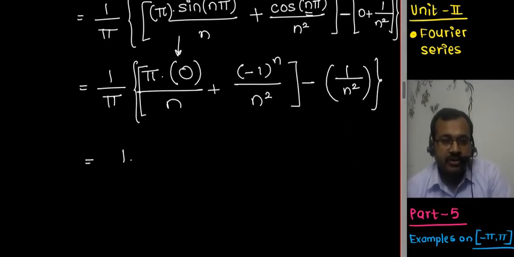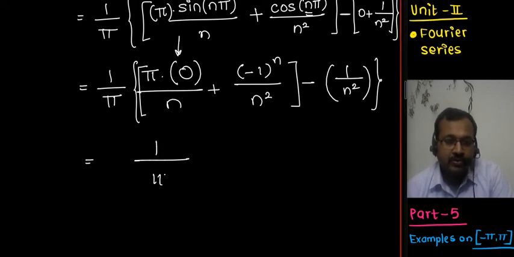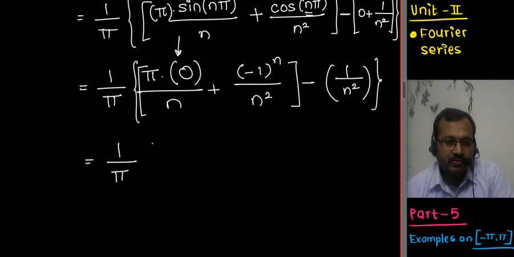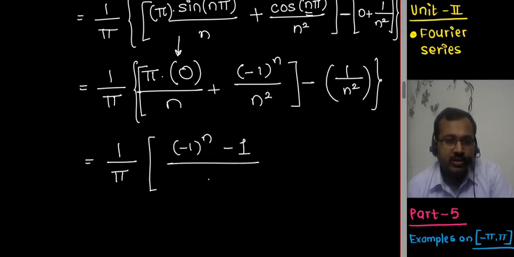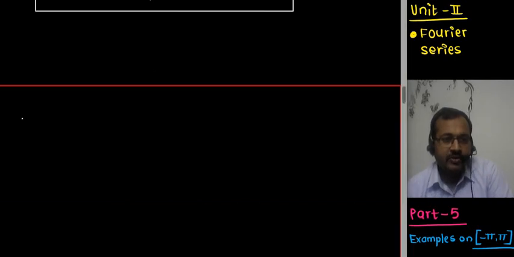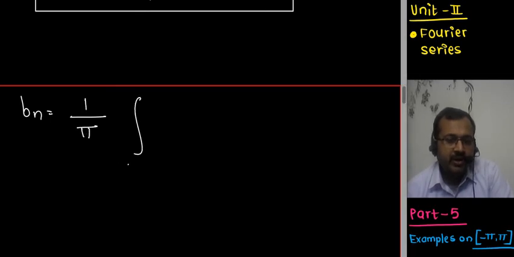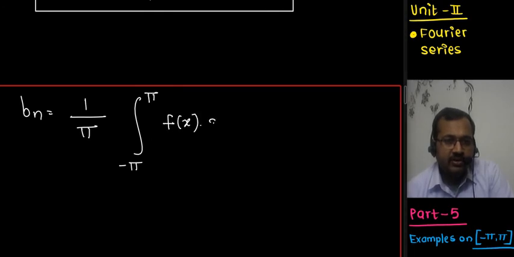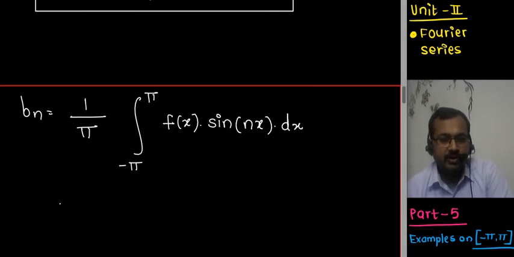So if you simplify this, we get the required answer as 1 upon pi into minus 1 raised to n minus 1 upon n square, and this is your required value for the Fourier coefficient an. Similarly, we can find the value of bn. Its formula is 1 upon pi, integration from minus pi to pi, we consider f of x multiplied by sine nx, and this integration with respect to x.